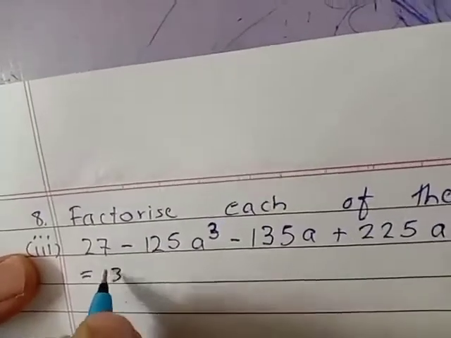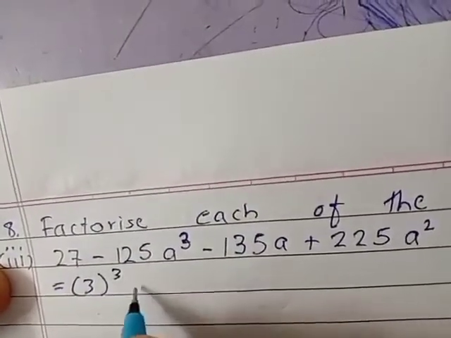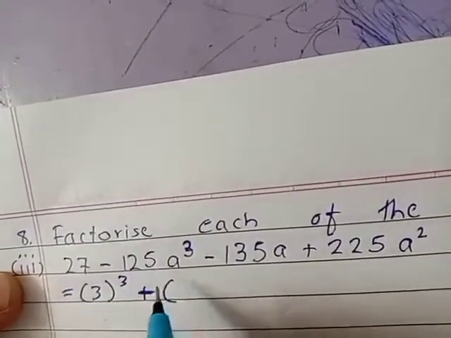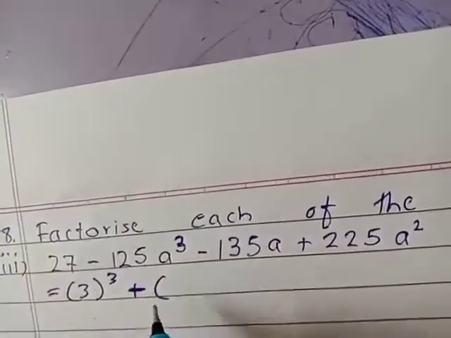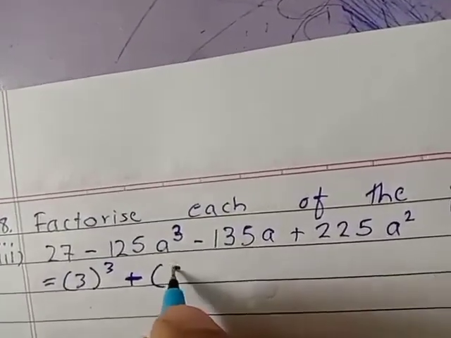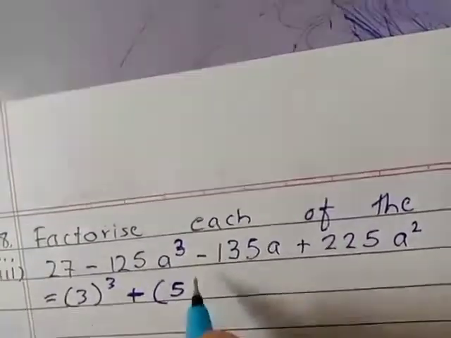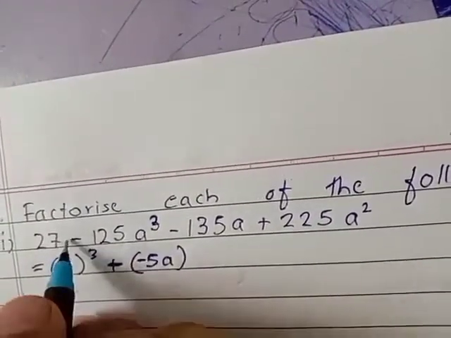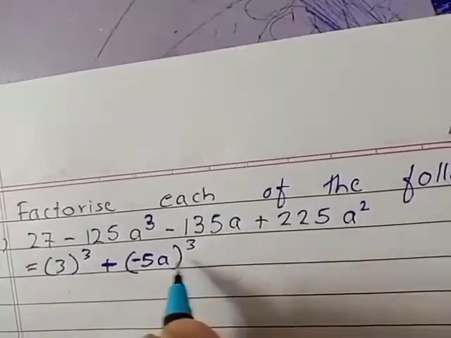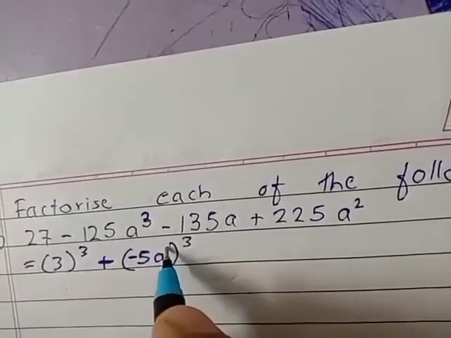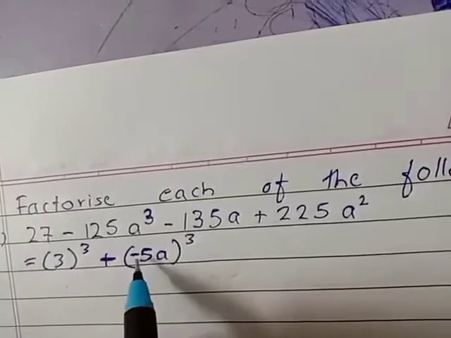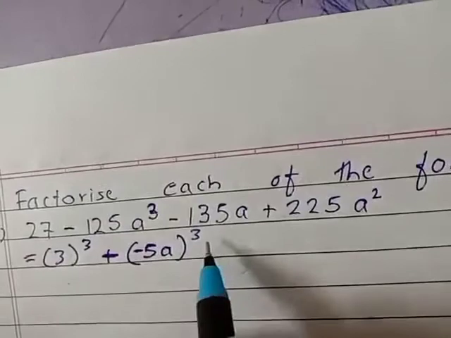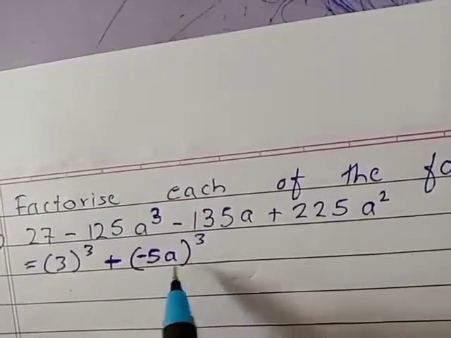27, the cube root is 3, so 3 cube, plus minus 125a cube. So this is which cube? 5. 5 into 5 into 5 is 125. 5a, the sign you have to keep as it is, minus the whole cube. You should not write it over here, there is a difference. This will be minus 5a cube, this is different, and this is minus 5a the whole cube. This cube will be applied to this also and this also.